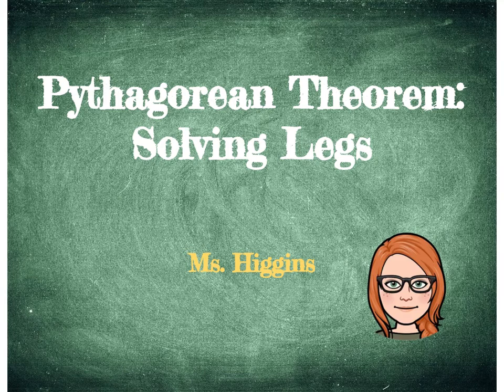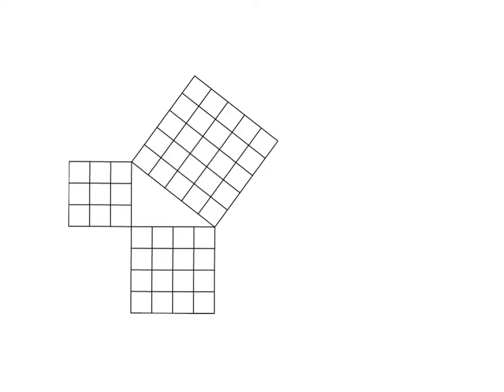This lesson is Pythagorean theorem, solving legs. If you recall from a previous lesson, when we're using Pythagorean theorem, which states that c squared is equal to a squared plus b squared, we're using the area of the squares on each side of the triangle to help us solve for the hypotenuse.